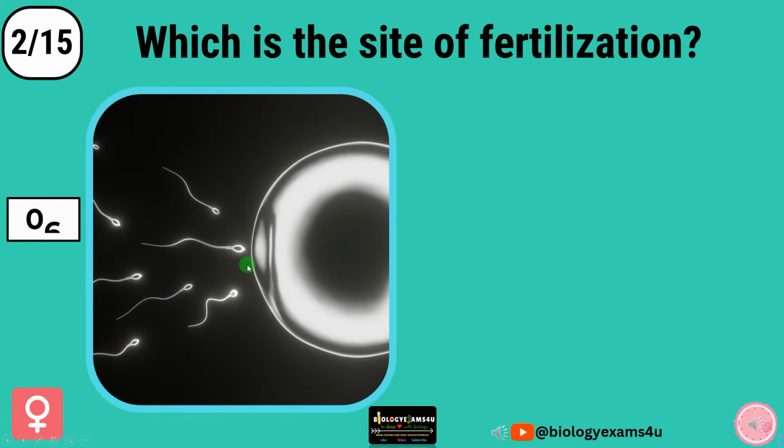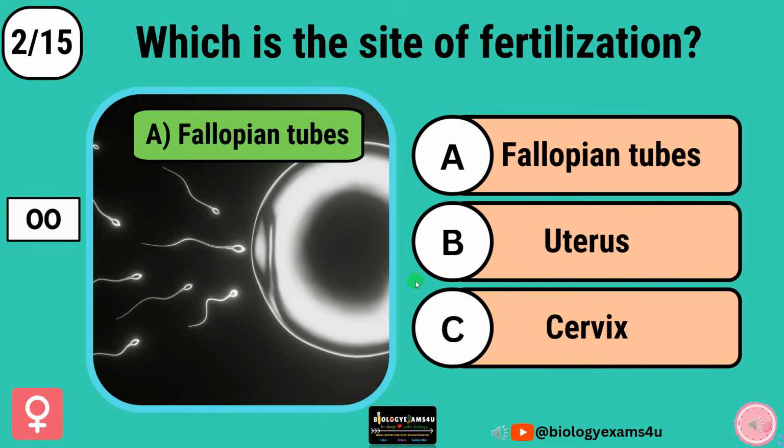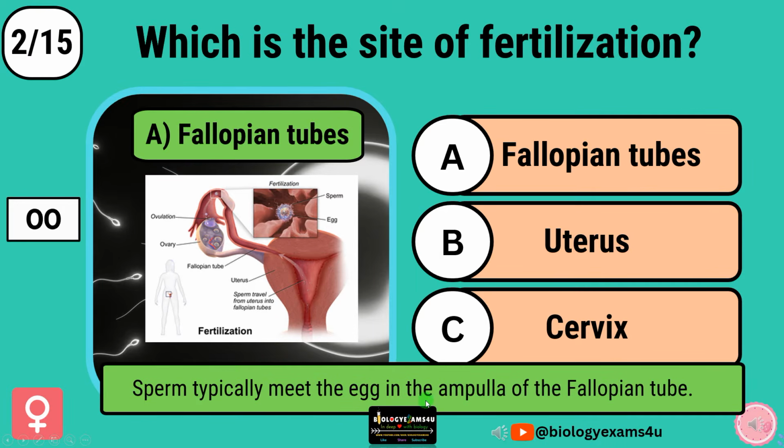Question number 2. Which is the site of fertilization? Options are fallopian tubes, uterus, cervix. Your time starts now. The answer is fallopian tubes. As you see, the ovary produces eggs and the egg enters the fallopian tube, and sperm reaches the fallopian tube through the uterus, where fertilization, or fusion of sperm with the egg, takes place. Specifically, the sperm meets the egg in the ampulla, a wider region of the fallopian tube.